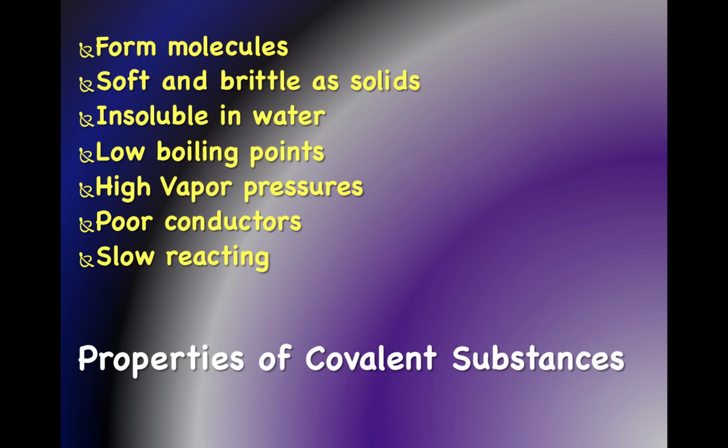Let's look at the properties of covalent substances. They form molecules. They're soft and brittle as solids. They're insoluble in water. They have low boiling points. They have high vapor pressures. They're poor conductors of heat and electricity, and they are slow reacting.